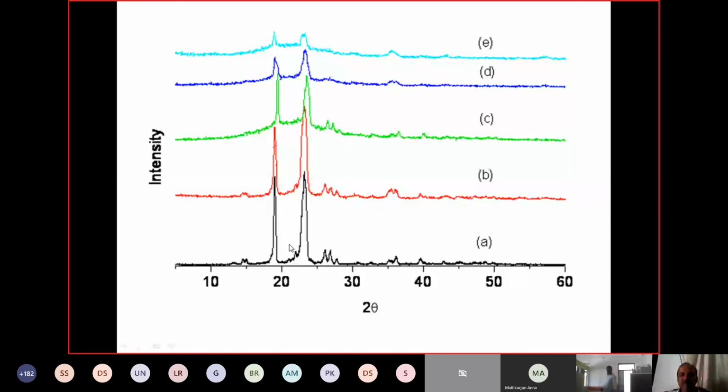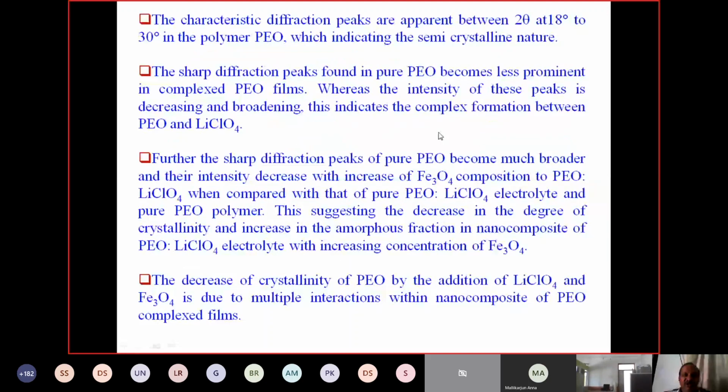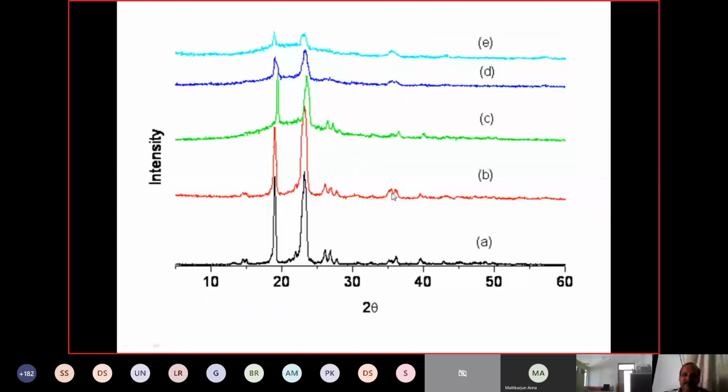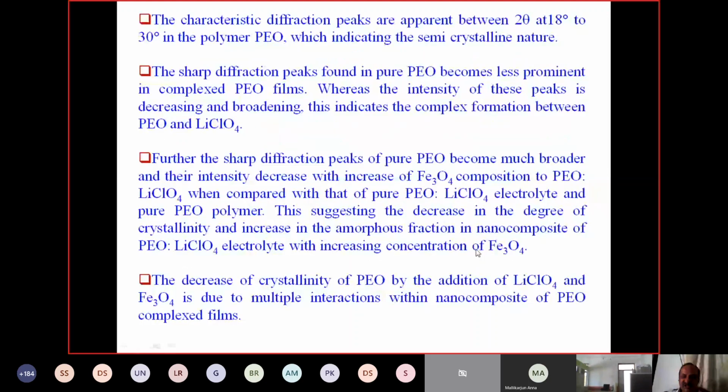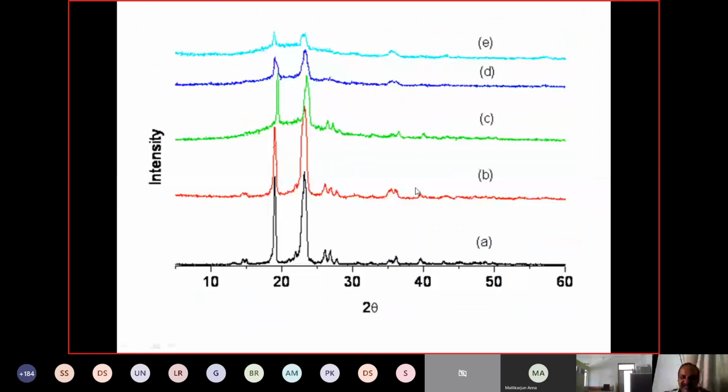So that is related to figure B. Further, the sharp diffraction peaks of PEO become much broader and their intensity decreases with increasing Fe3O4 composition in PEO LiClO4, when compared with PEO LiClO4 and pure PEO polymer. This suggests a decrease in the degree of crystallinity and an increase in the amorphous structure in nanocomposites of PEO LiClO4 with increasing concentration of Fe3O4. You see here, this is for pure PEO, this is for PEO LiClO4. These C, D and E have increasing concentrations of Fe3O4 in this PEO LiClO4 polymer material.